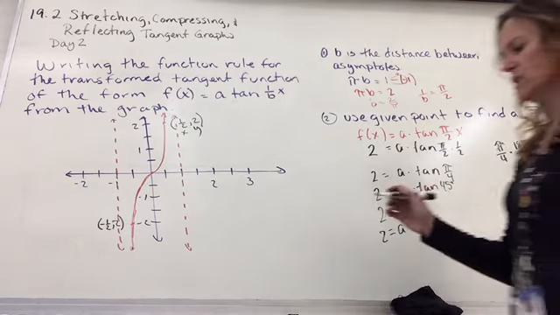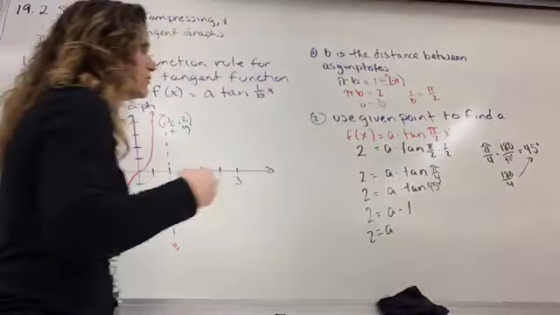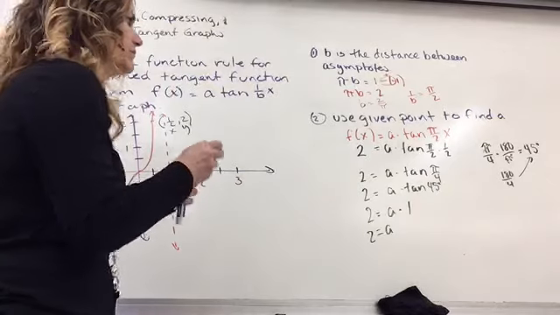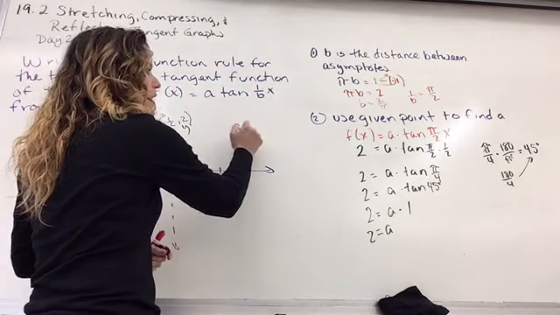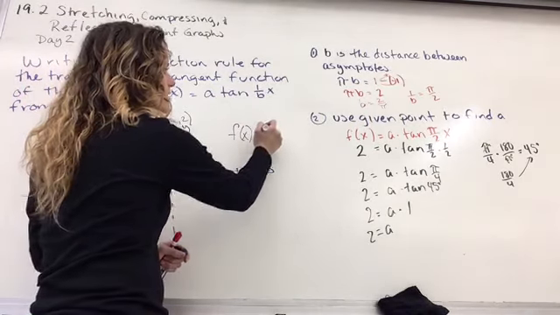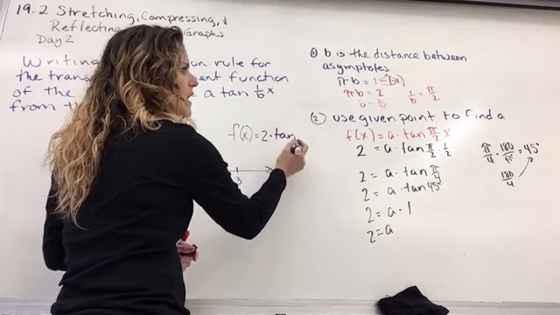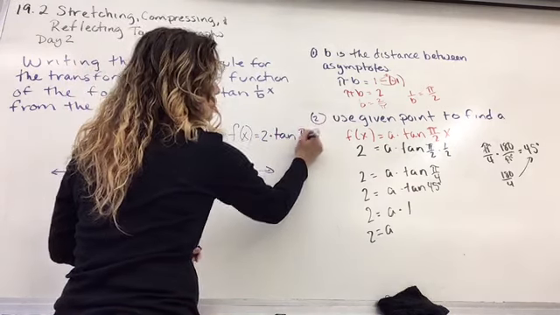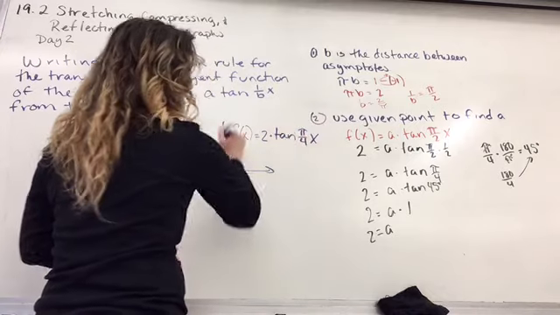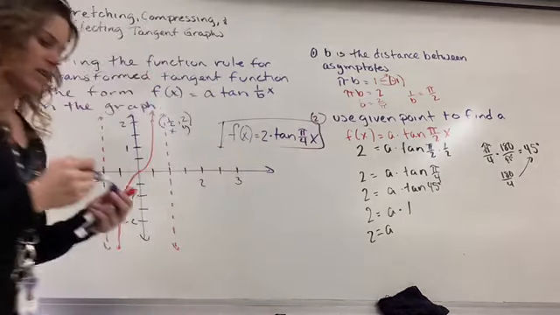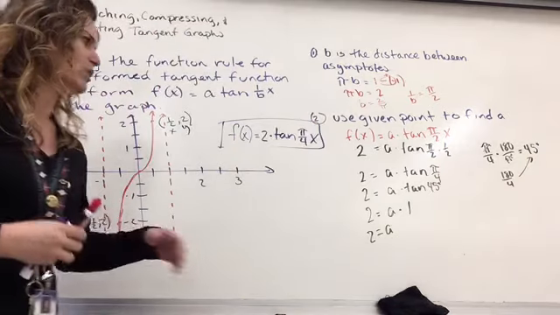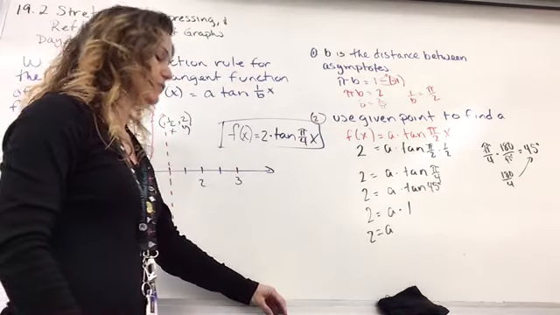So our function then becomes, written out in its entirety, f of x equals, a is 2, and it's times the tangent of pi over 2 x. Piece of cake. Make sure you get the whole example written in your notes.